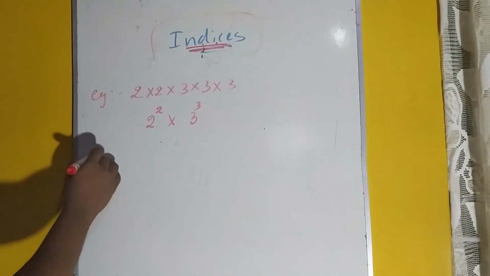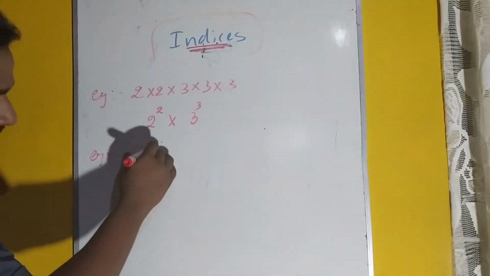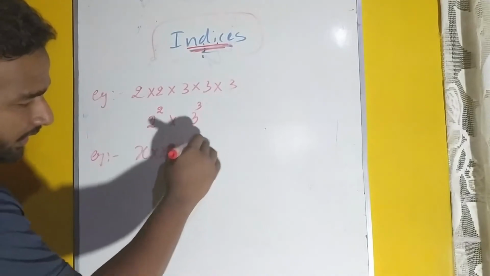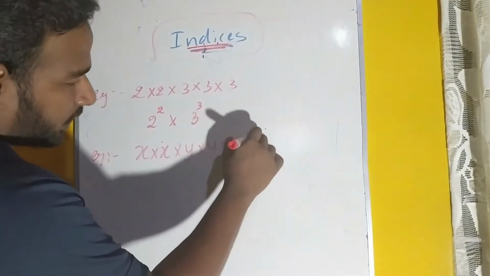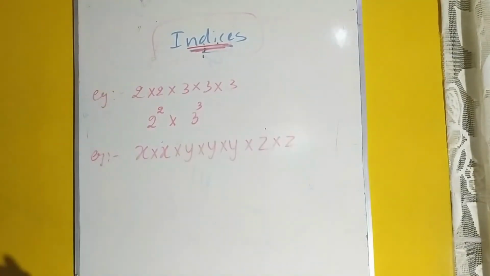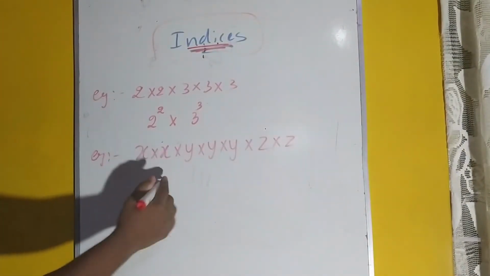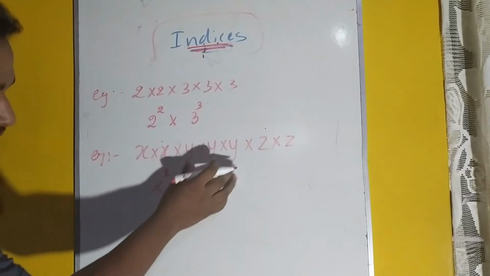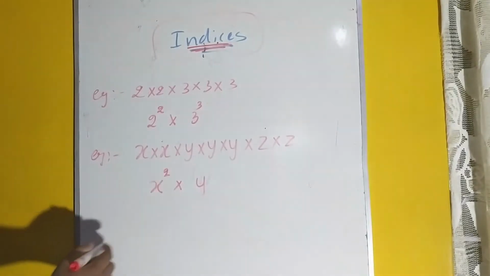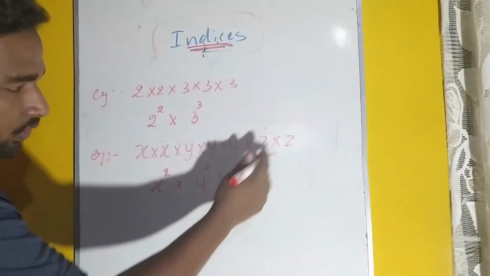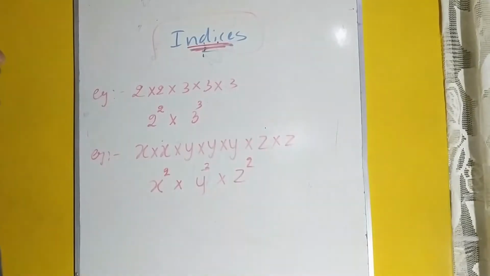Another example I am taking. x into y into y into y into z into z. So how can I write? How many x are there? 2. It's multiplying. So x to the power 2 into how many y's are there? 3. y to the power 3 into how many z are there? z to the power 2.